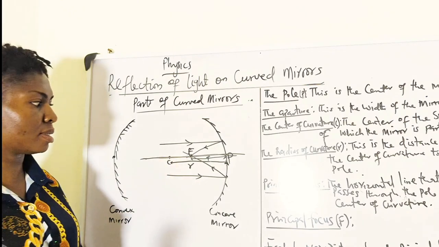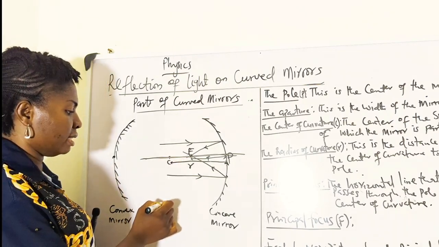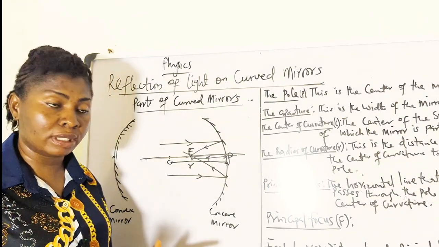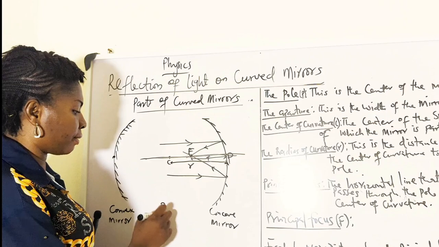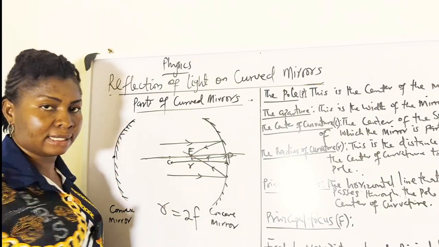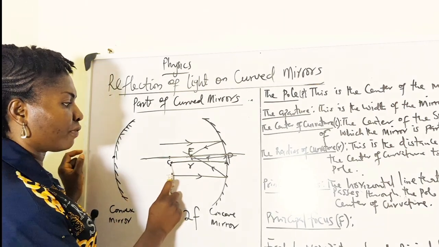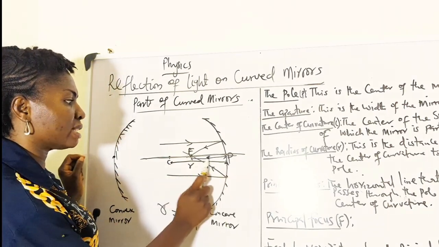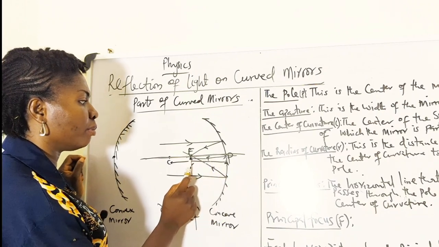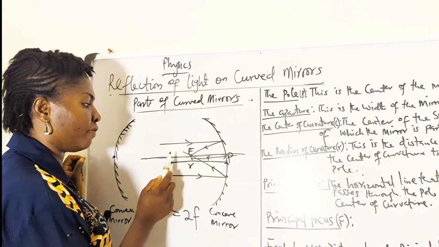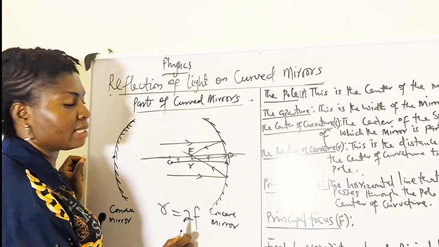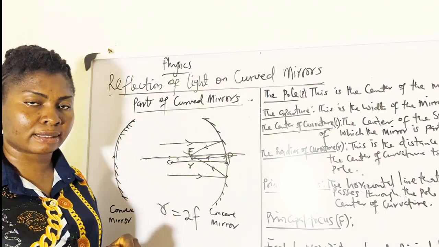It is important to note that the radius of curvature R is twice the focal length. The radius of curvature R is 2 times the focal length. So if you have the focal length F here, from the principal focus to the center of curvature is also F. So radius of curvature is twice the focal length.